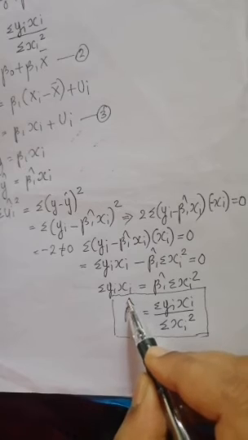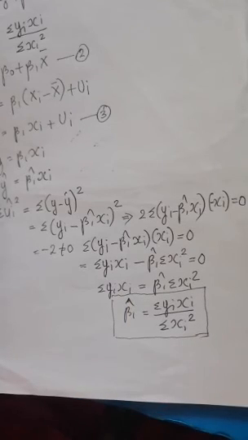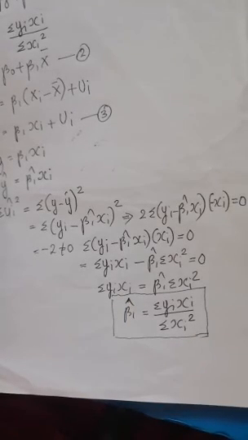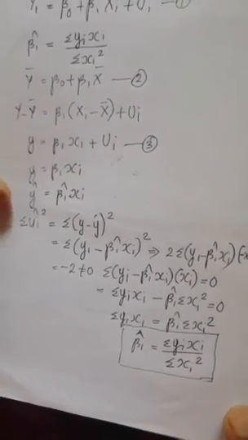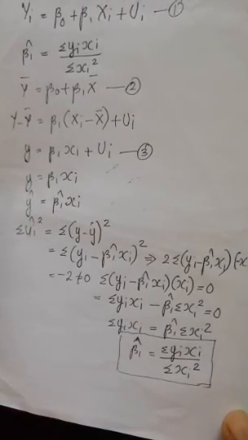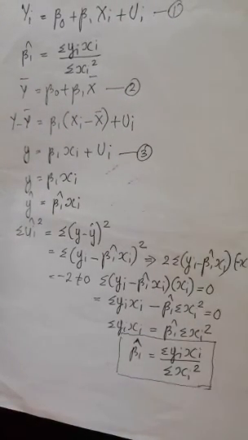This formula is also used for obtaining the estimate of the slope coefficient in the two variable regression model, that is yi is equal to beta 0 plus beta 1 xi plus ui.